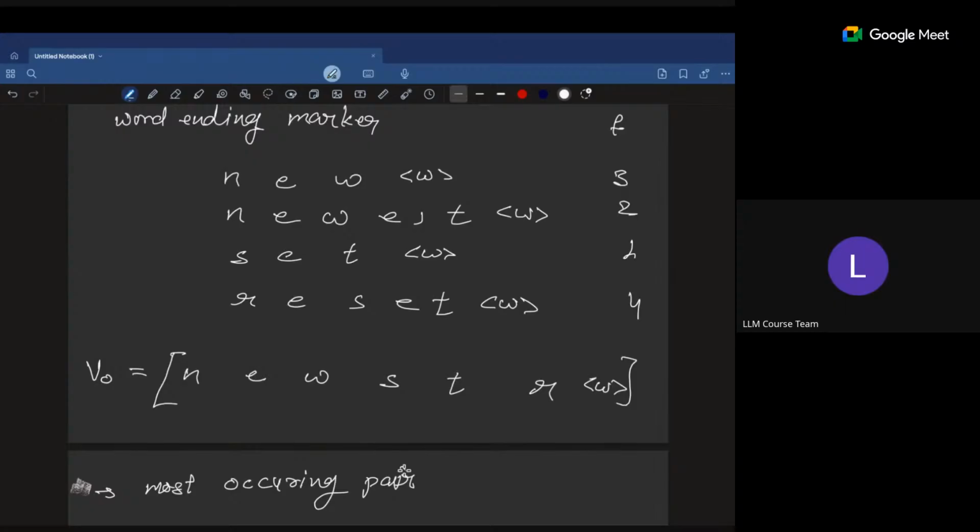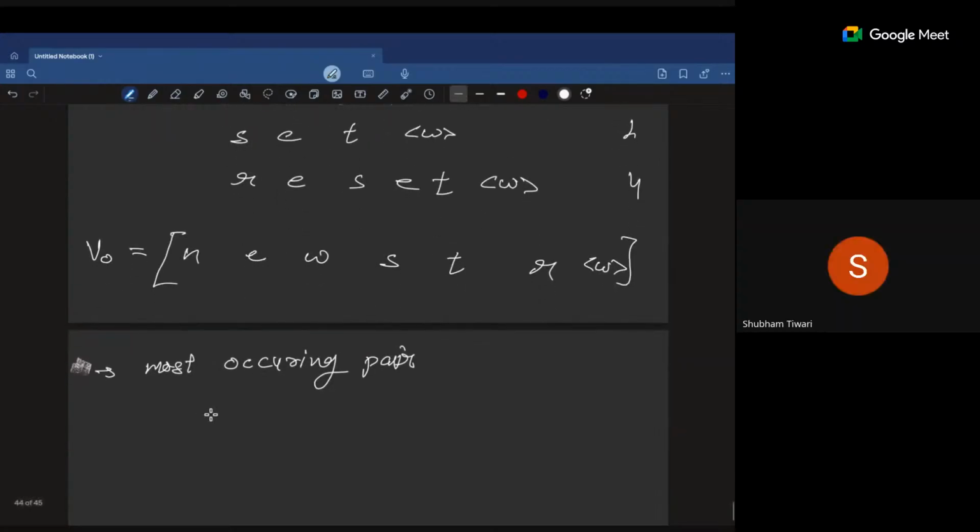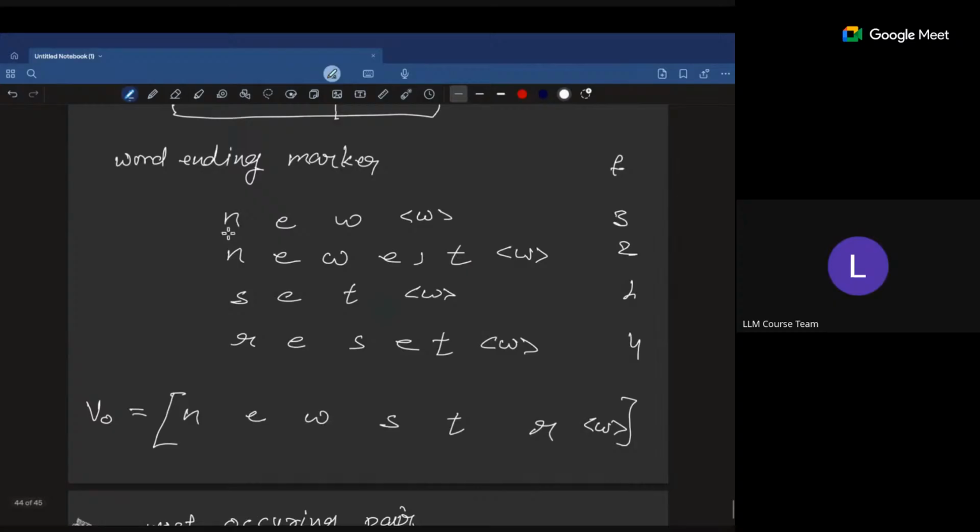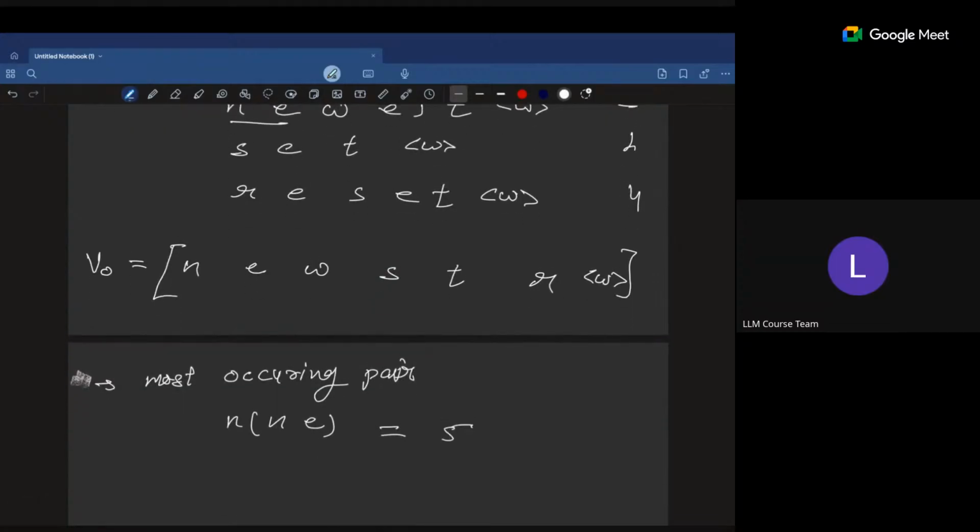So you can now tell me how many times N E occurs together in my corpus, the pair N E. So how many times? Look, 3 times here, right? 2 times here, and nowhere else is it occurring. So 5 times, the count of NE is 5.